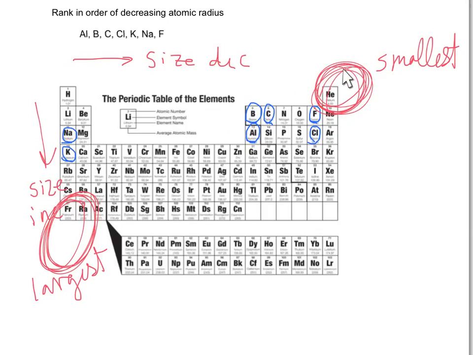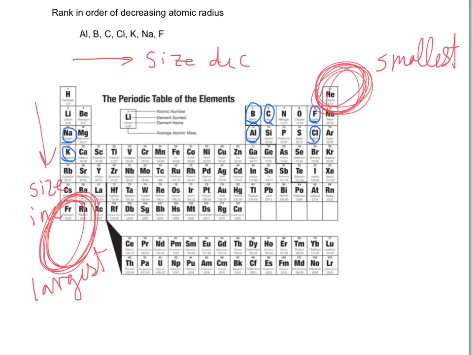Okay, now you're going to notice that some of them are in different groups and some of them are in different periods. Depending on what property it is, you have to be a little bit careful because we're talking about size here. So, what do you think? The period or the group would be more important? I would say that the period would be more important, or the energy level would be more important.